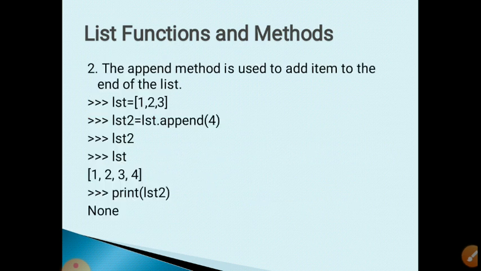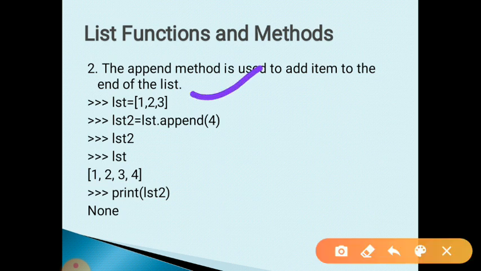Now next is the append method. The append method is basically used to add an element, and it adds the element at the end of the list. I will give one example. First I create one list having three elements: 1, 2, 3. If I want to add a new element 4 to my list, I write list dot append 4. And if we want to make another list, we write list 2 equal to list 1 dot append 4.